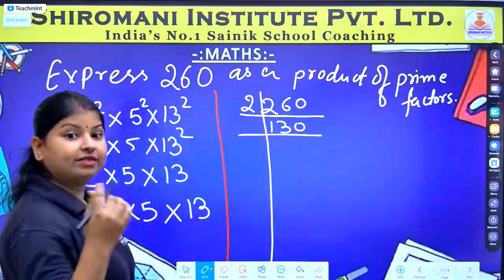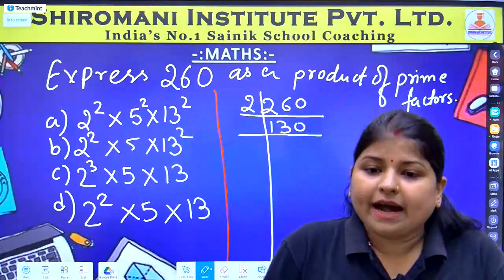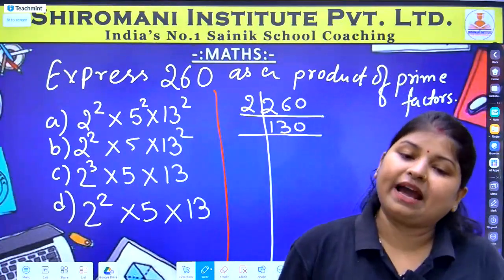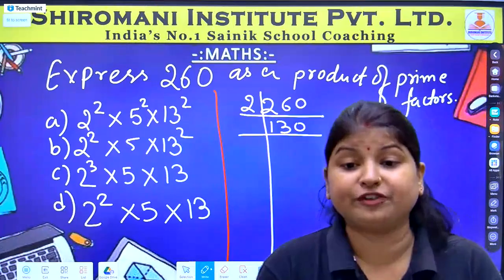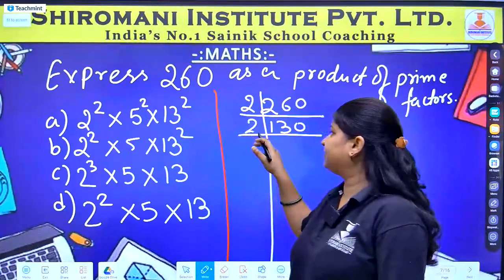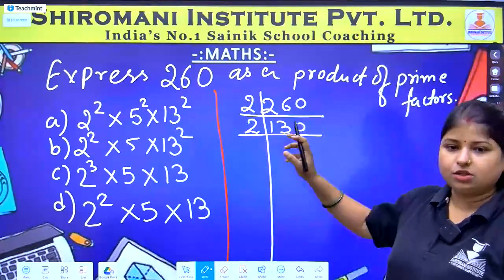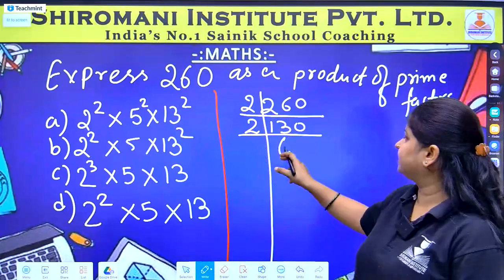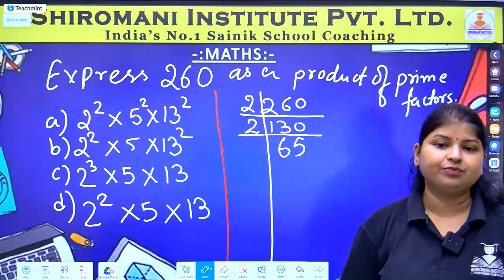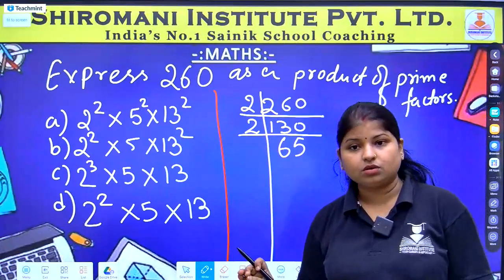You will tell me, ma'am, 130 is divisible by 5, ma'am. Yes, it is. But you don't have to divide it by 5. You have to use first the smallest prime factor. So if it is divisible by 2, you have to divide it by 2. So 130 divided by 2 is 65. Now the 65 is not divisible by 2.